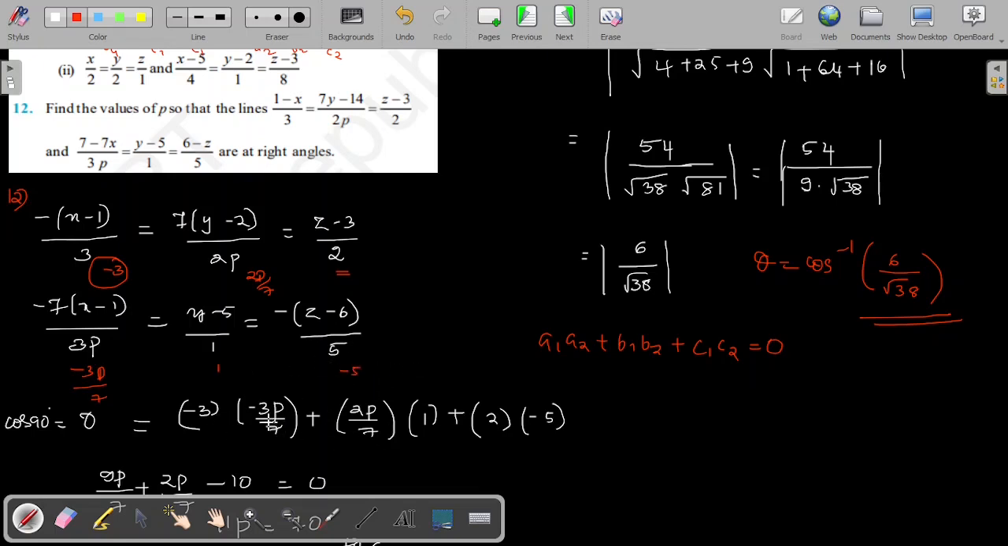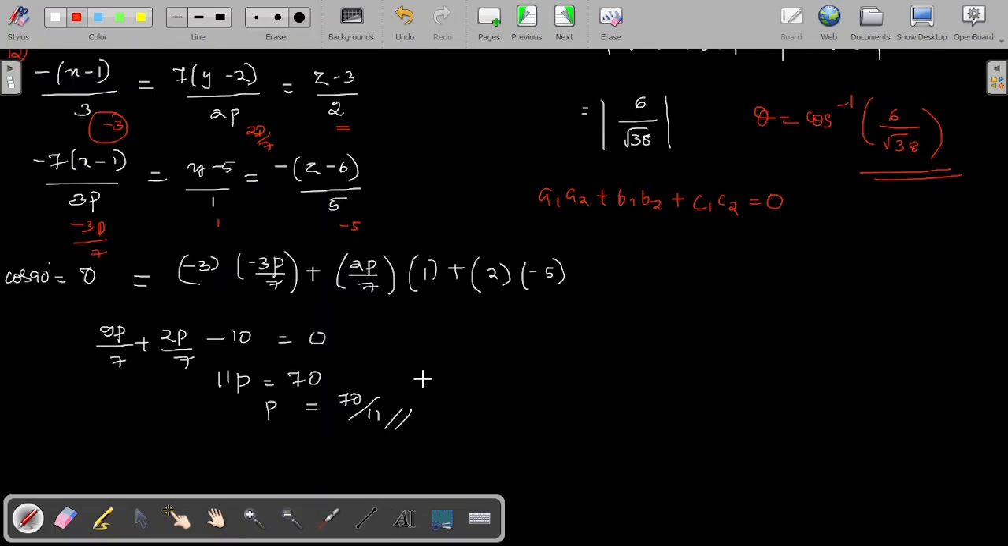Substitute all those values here. a1 a2: minus 3 into minus 3p by 7. b1 b2: 2p by 7 into 1. And c1 c2: 2 into minus 5. Do the simplification. 9p by 7 plus 2p by 7, 5 2 is minus 10. Bring it to the other side. So after taking LCM 7, 9 plus 2 is 11p by 7 equal to 10. So p equal to 70 by 11.